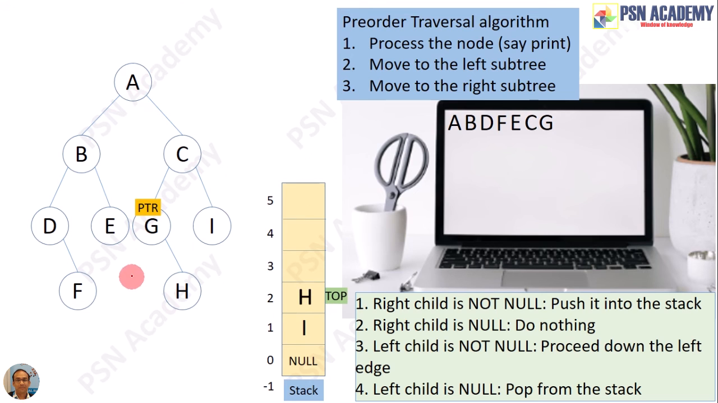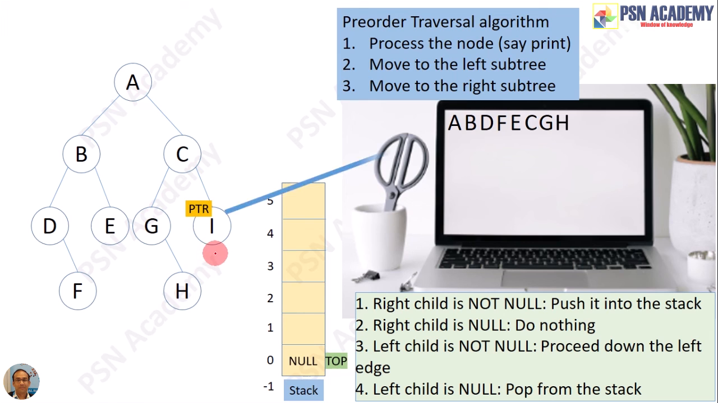Check there is a left child or not. No, there is no left child. So, rule 4. Pop from stack and set PTR to edge. This is a new node visited by PTR. Print it. Is there a right child? No. Is there a left child? No. Rule 4. Pop from stack and set PTR to I.